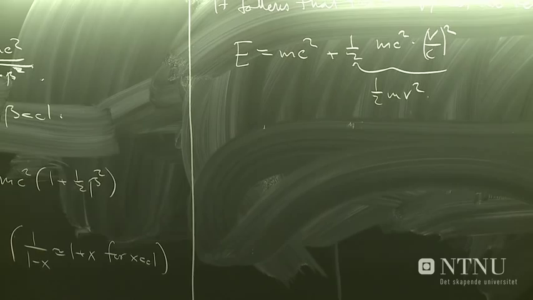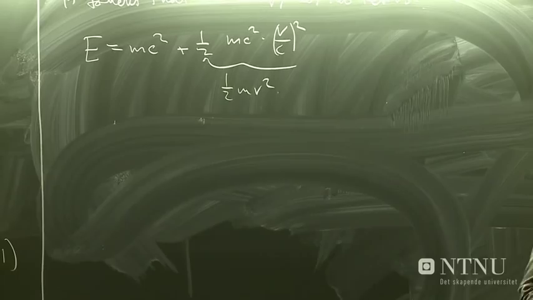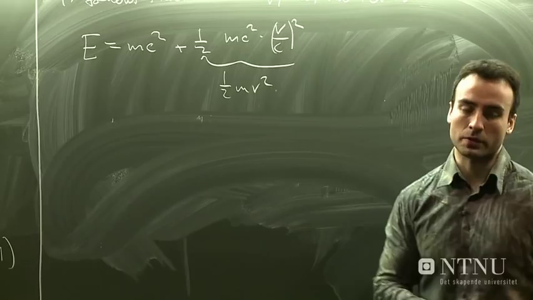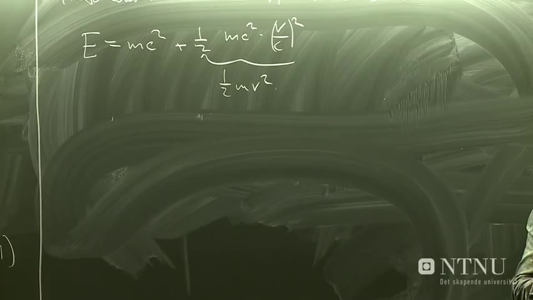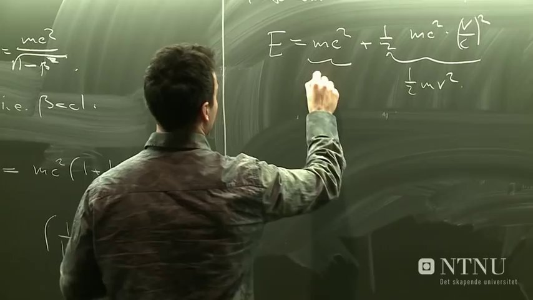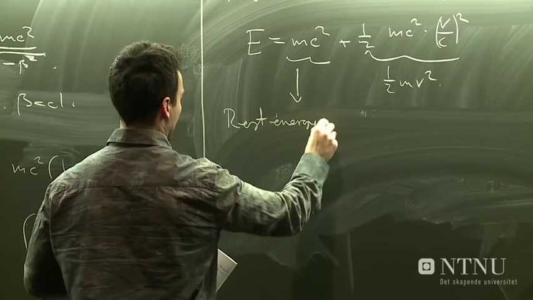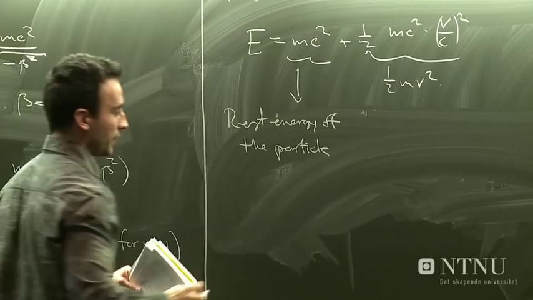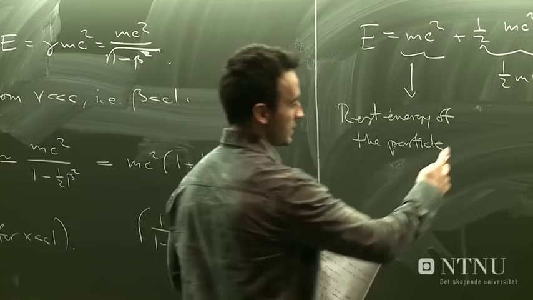But we see then that we have gained an extra term here compared to the standard non-relativistic calculations that we're accustomed to. And that is precisely this constant mc squared, which has a very specific interpretation. Namely, it's the energy associated with the mass of the particle. Also known as the rest energy, because this is an energy the particle has even if it's not moving. So it's an intrinsic property of matter, whereas this is the kinetic energy.